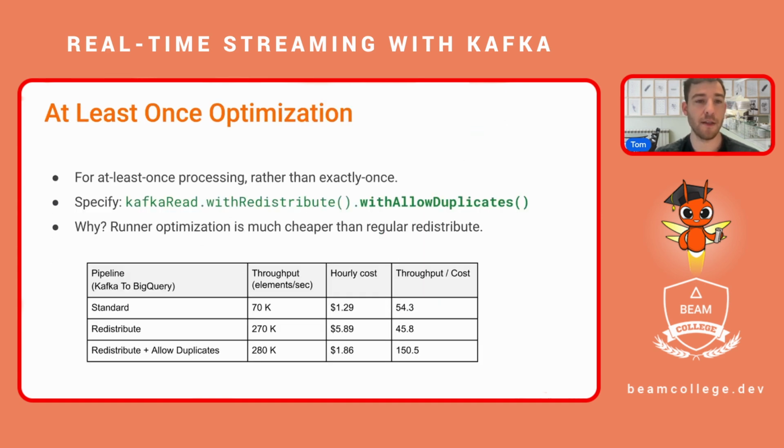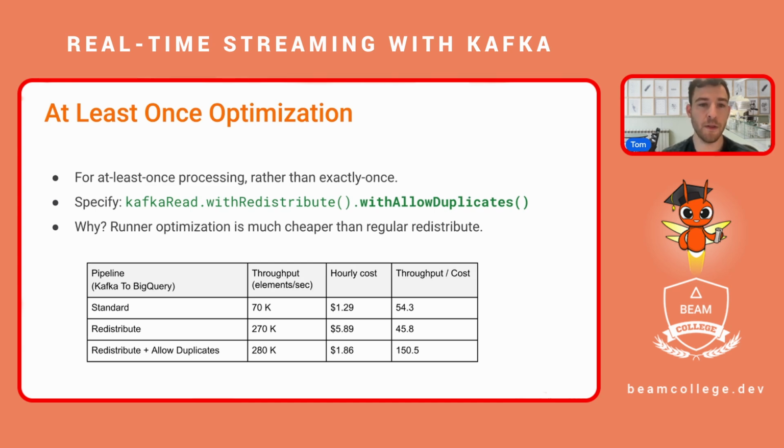In some cases, data pipelines are not required to perform exactly once semantics at all stages. This may be the case if deduplication is done in a downstream stage of the pipeline or downstream system outside the pipeline. For at least once processing, the pipeline can specify allow duplicates as part of the read transform. This allows for runner optimization, where redistribute only guarantees all records are processed, allowing a small number of duplicates. This becomes much cheaper than a regular redistribute operation.